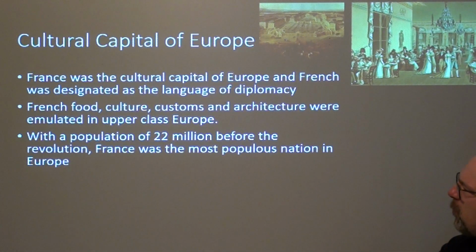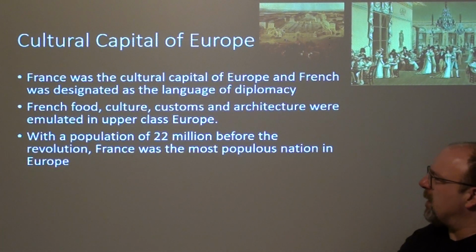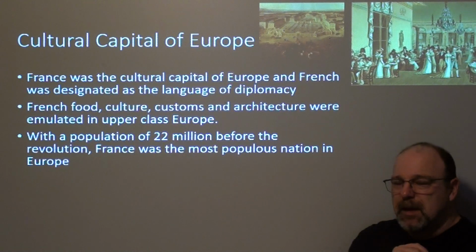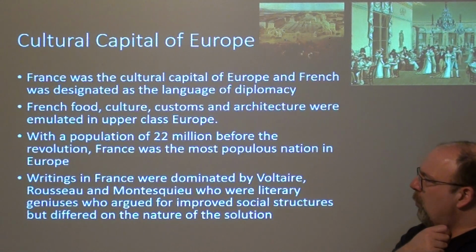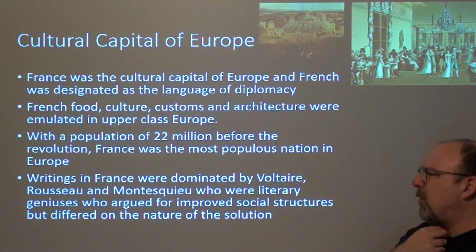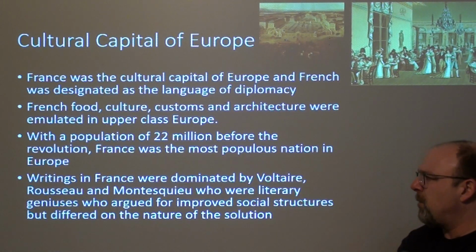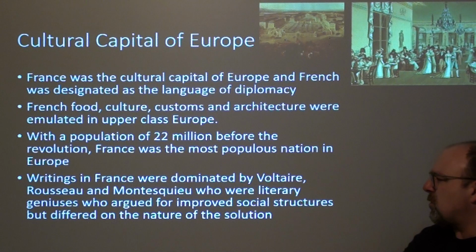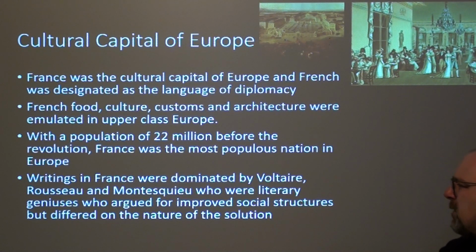With a population of 22 million before the Revolution, France was the most populous nation in Europe. Writings in France were dominated by Voltaire, Rousseau, and Montesquieu, who were literary geniuses who argued for improved social structures, but differed on the nature of the solution.